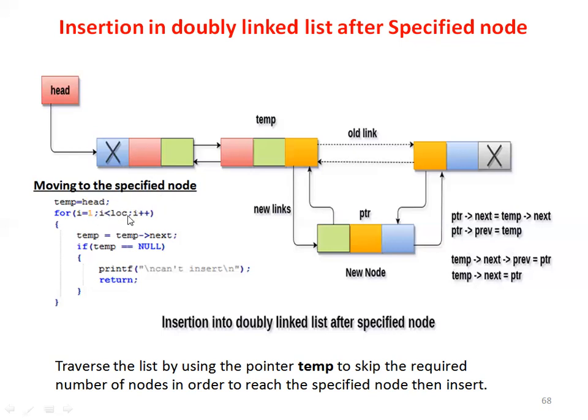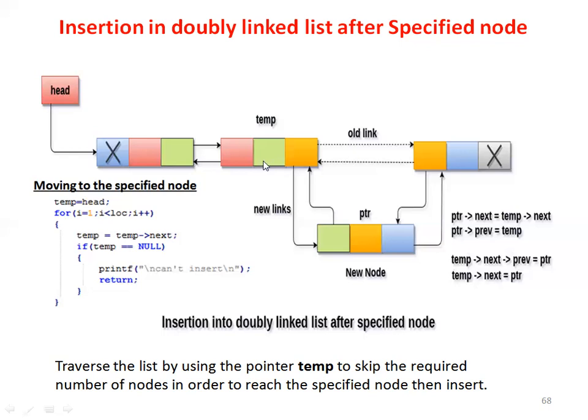This condition is satisfied. That means the value of I is less than the specified position location, that is, less than LOC. LOC here is 2. Now this value of I is initialized to 1. So 1 is less than 2. That is true. True means this temp will move to the next node. So that is done by temp equals temp arrow next. Now temp is pointing to this node.